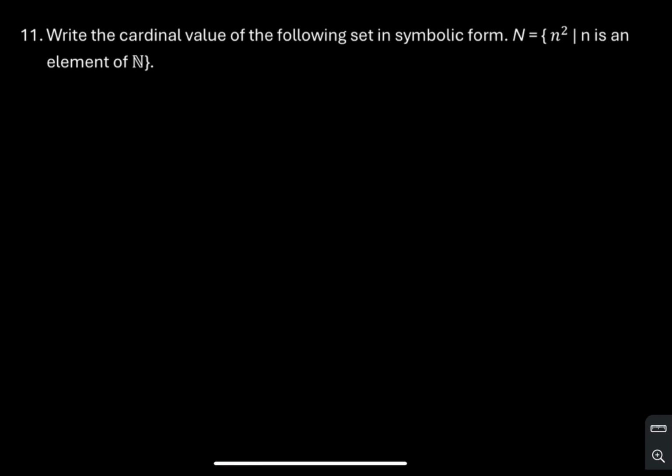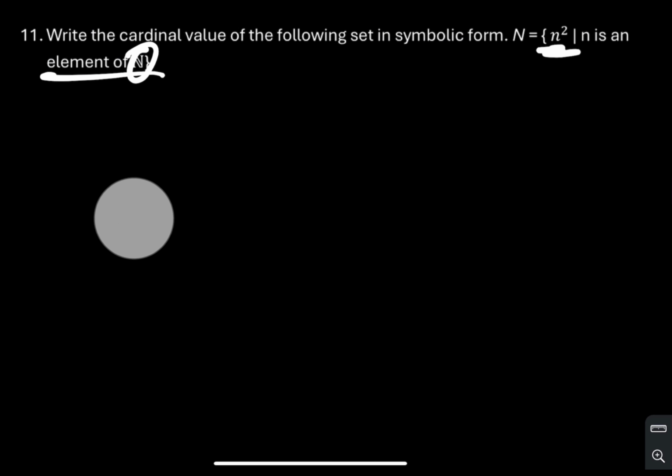So for this 11th problem, it says write the cardinal value of the following set in symbolic form. N is equal to, and then we have our variable to represent each element in our set, which is n squared. And then we have our condition. n is an element of, and then we have natural numbers. So this weird looking N right here, it looks something like that. That means that it's natural numbers. So you might ask yourself, what are natural numbers?